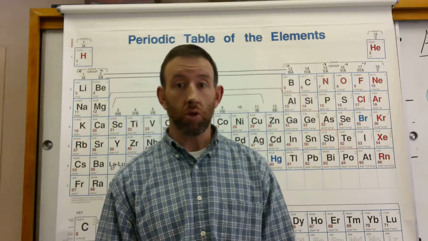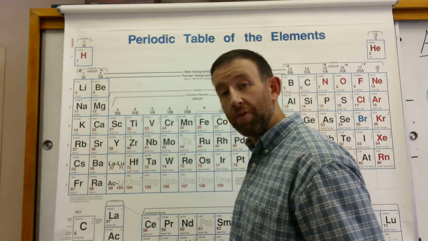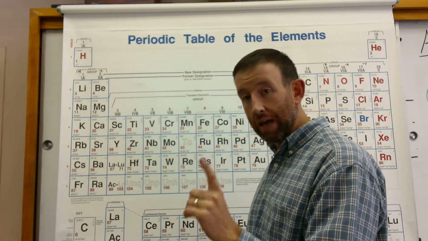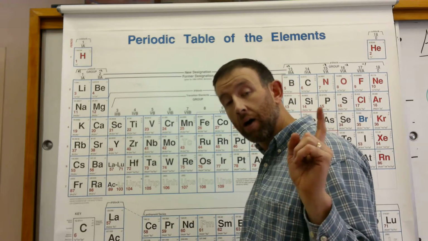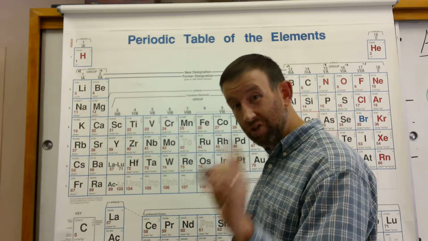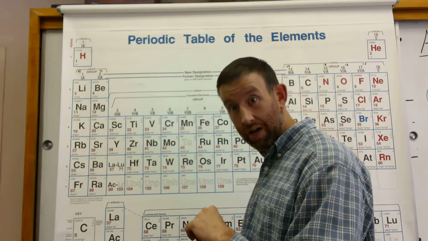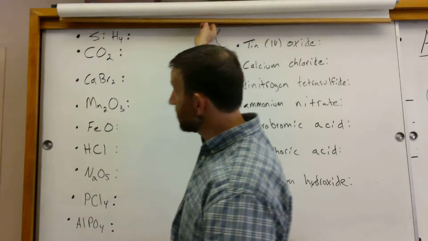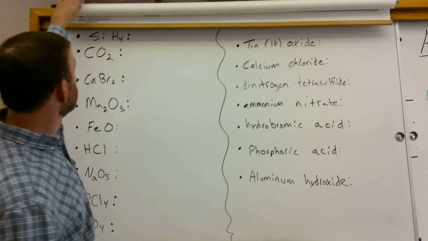So here's what we're going to do. We're going to flip the chart up, and before we actually go through and write formulas and names, we are going to identify our compounds as either ionic or molecular. I'm just going to use an I or an M for those. So here's our list. Let's start on the left here.